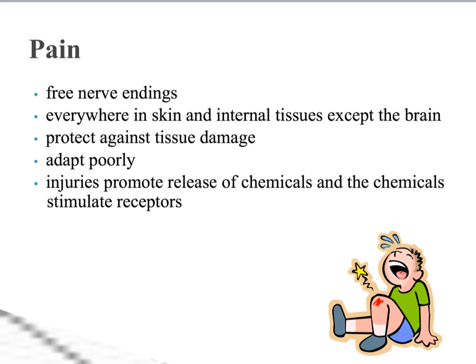Pain. Ouch. Pain neurons are free nerve endings. They're everywhere in our skin and our internal tissues, but they are not in our brain. So that means a neurosurgeon can inject you with a little anesthetic on your skin, cut into your skull, and be operating on your brain while you are wide awake and you would not feel a thing. In fact, that's the way neurosurgeons like to do their brain surgeries.